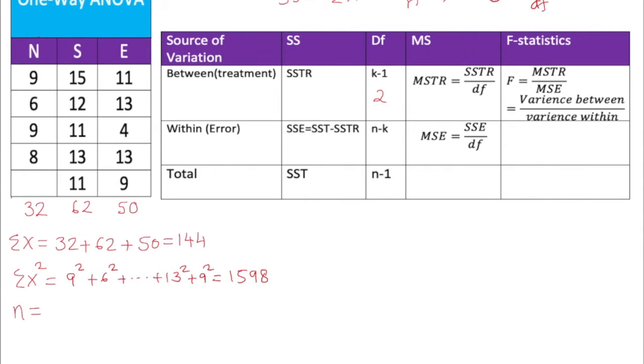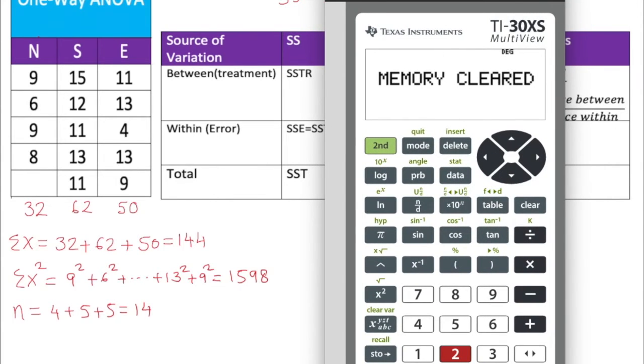I need the n also. N is the sample size. So 5, 10, 14. So that's 14 actually. So I can say 4 plus 5 plus 5, which is 14. Very nice. So I have this. Now, if you don't want to do this calculation like that, you can use a calculator actually. That will help you. Any calculator actually. So I would love to use this calculator.